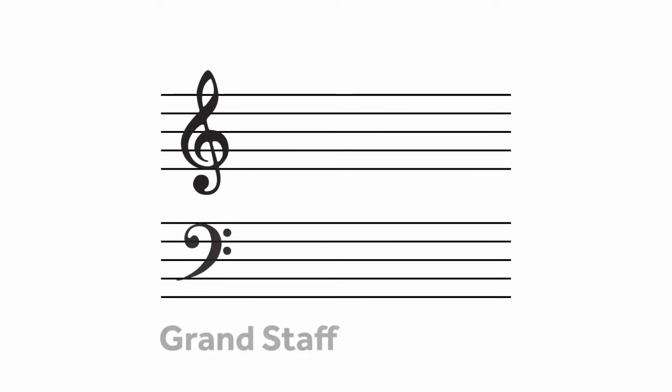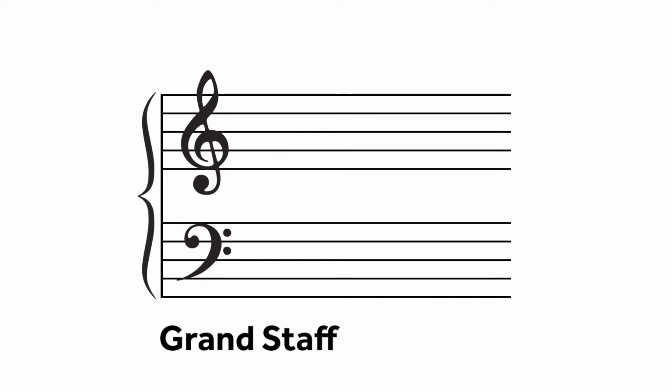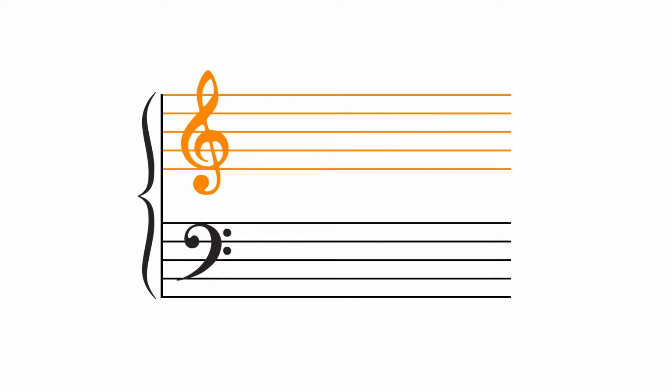The grand staff is a combination of a treble staff placed above a bass staff. These two staves are joined by a curly brace. The grand staff is the standard way piano music is notated. In general, the right hand plays music in the treble clef, and the left hand plays music in the bass clef.